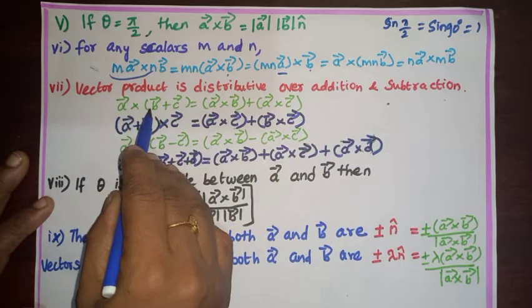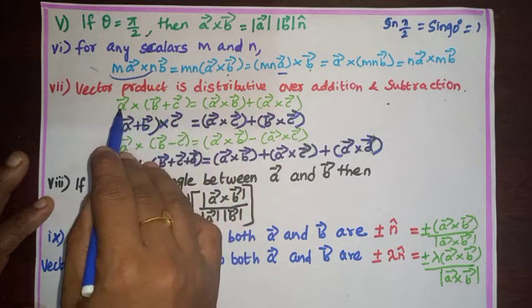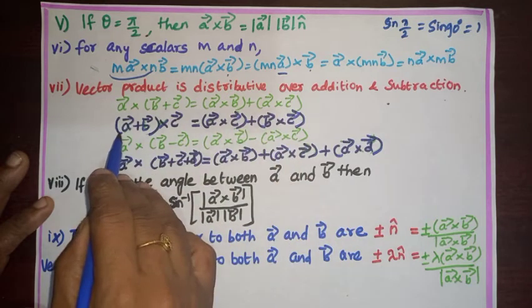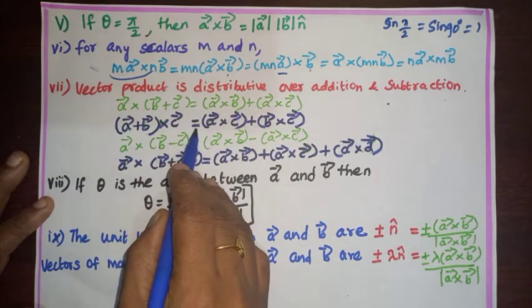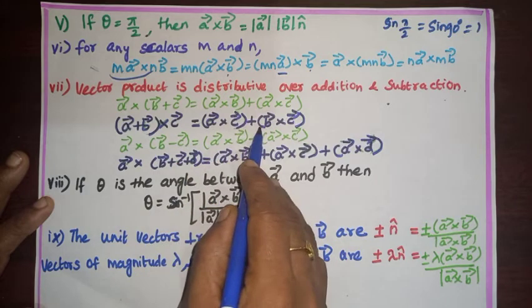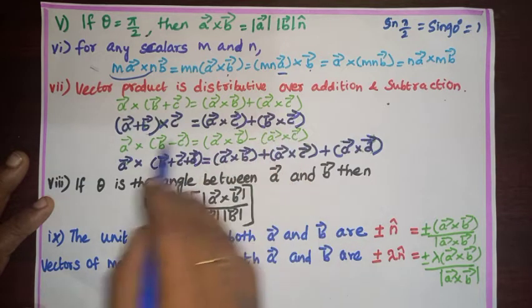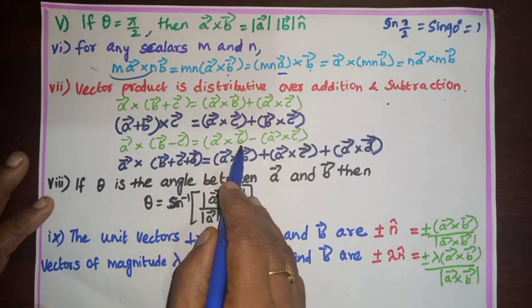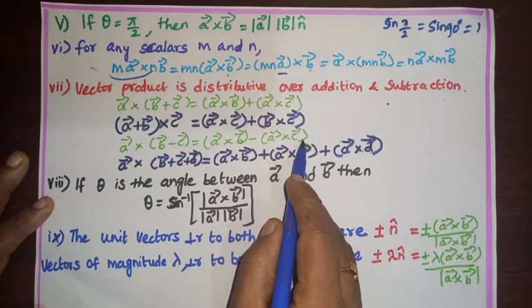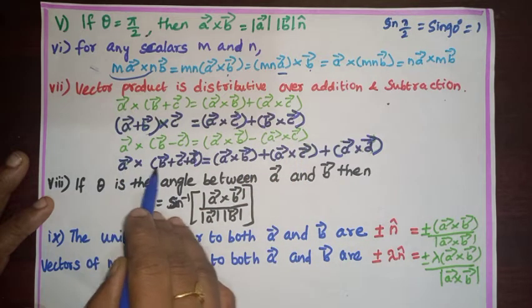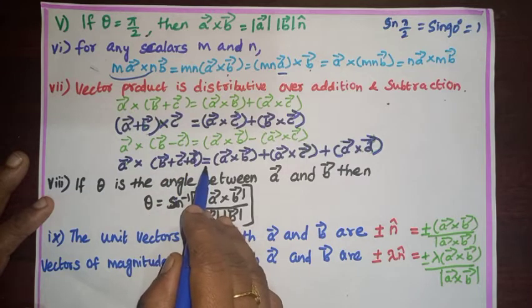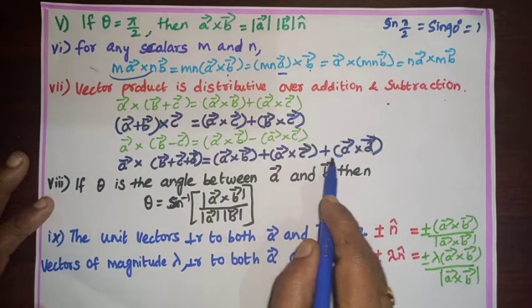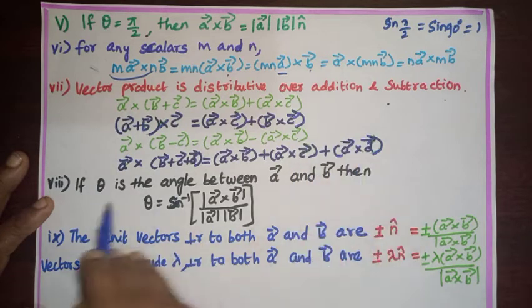Vector A cross B vector plus C vector equal to vector A cross vector B plus vector A cross vector C. Vector A plus vector B cross C equal to vector A cross vector C plus vector B cross vector C. Vector A cross B vector minus C vector equal to vector A cross vector B minus vector A cross vector C. Vector A cross B vector plus C vector plus D vector, which is equal to vector A cross vector B plus vector A cross vector C plus vector A cross vector D.